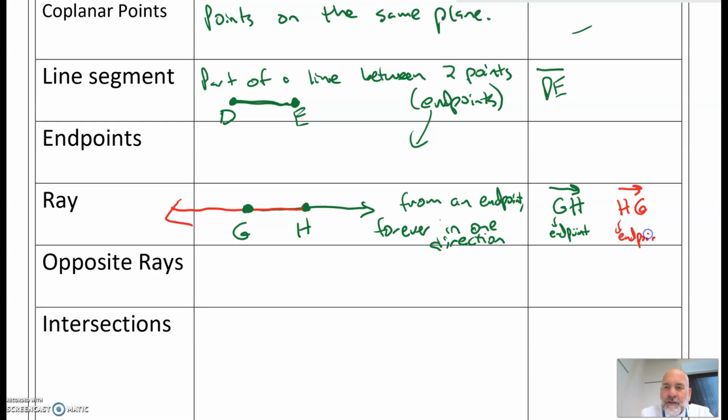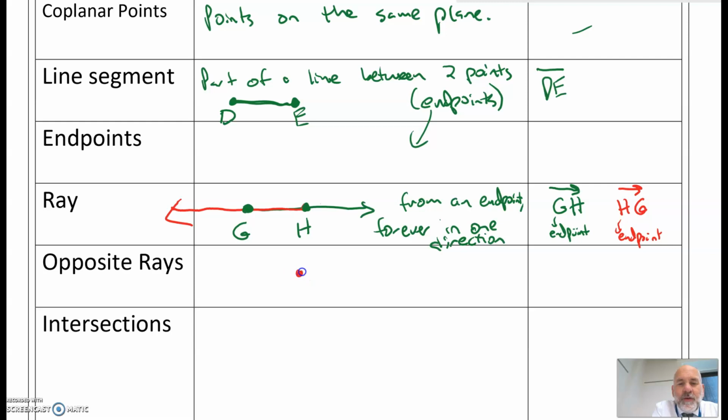You might say, well, could I draw it with the arrow going left? Nobody really does that. They always draw the arrow going right. So start at the endpoint, forever and ever and ever through this other point, and just make sure you start at the endpoint, and the arrow always goes to the right.